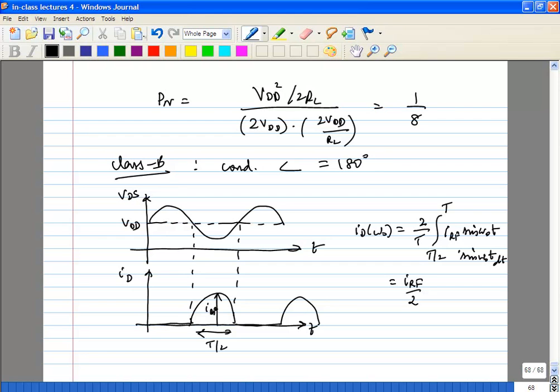I'm rushing through this because I assume class A, class AB you guys have already seen before. So we need to get to the real. These are of, I would say, somewhat limited value in many modern systems. They do have some value, but the other types of switching power amplifiers are more often used because they can have higher efficiencies.